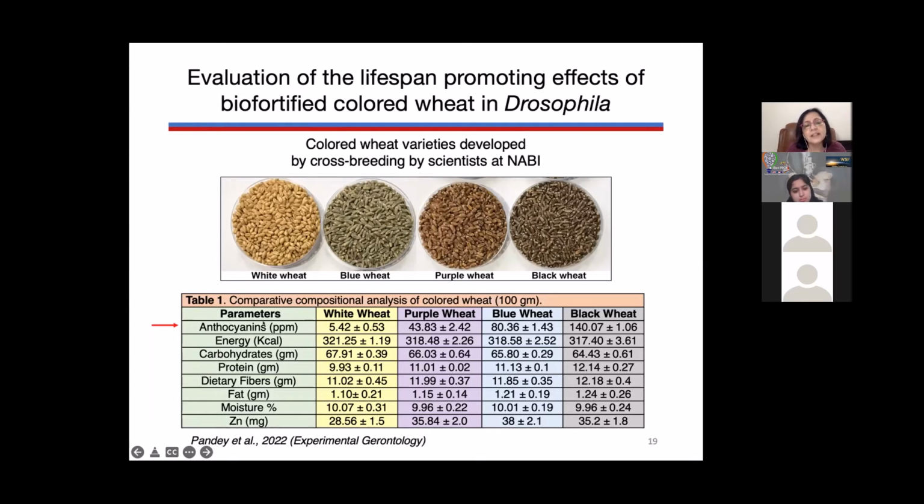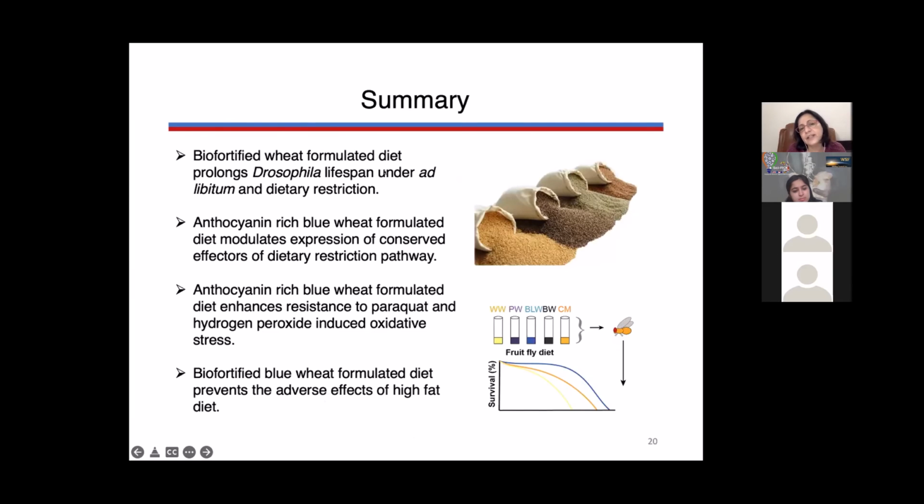So what we did is we tested these wheat varieties which have increasing levels of anthocyanin content or antioxidant amount, and we used the assays that I described. We tested whether feeding flies a colored wheat diet can increase their lifespan. We found that yes, blue wheat, which does not contain the highest content but the second highest anthocyanin content, prolongs lifespan under different conditions: under high protein diet, low protein diet, and also under normal diet.